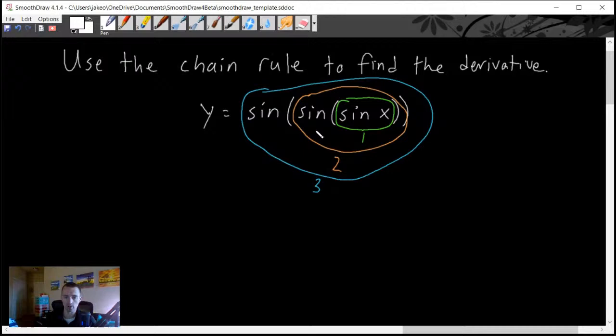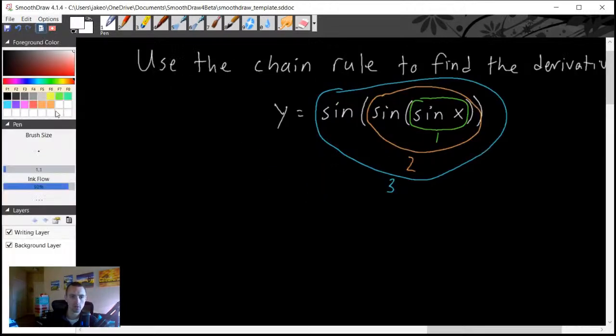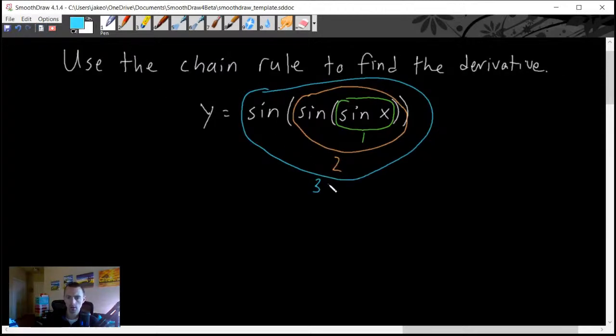But we're going to use that same trick where, whatever the next level of inner function is, in this case our orange circle number 2, we're going to replace all of that with x. So basically, if we think of our outermost function in this case, it's going to be sine of x, because if we replace the next level of inner function with just x, we just get sine of x.